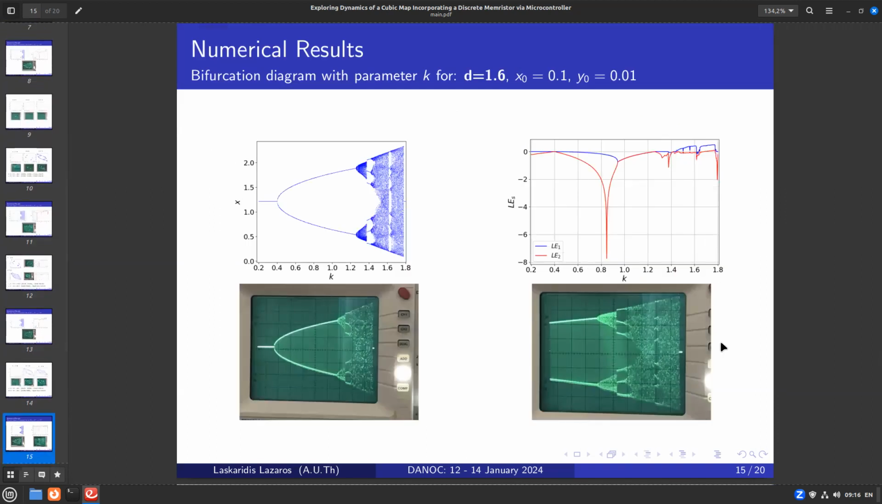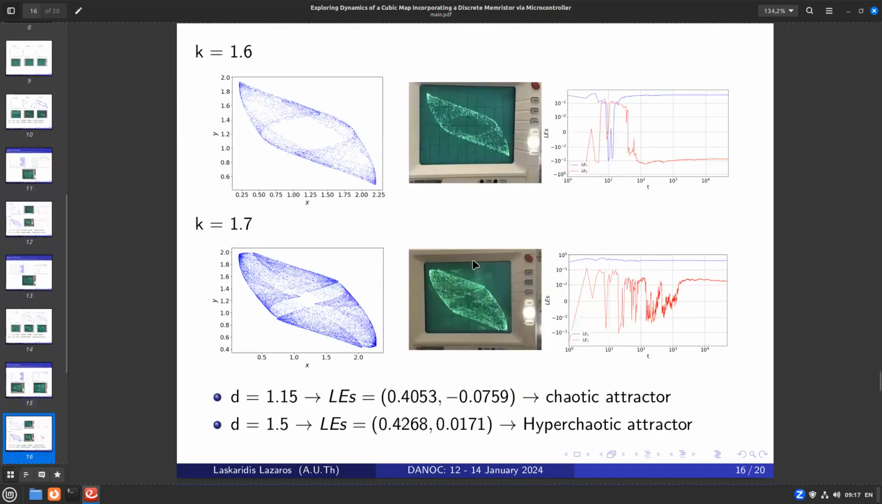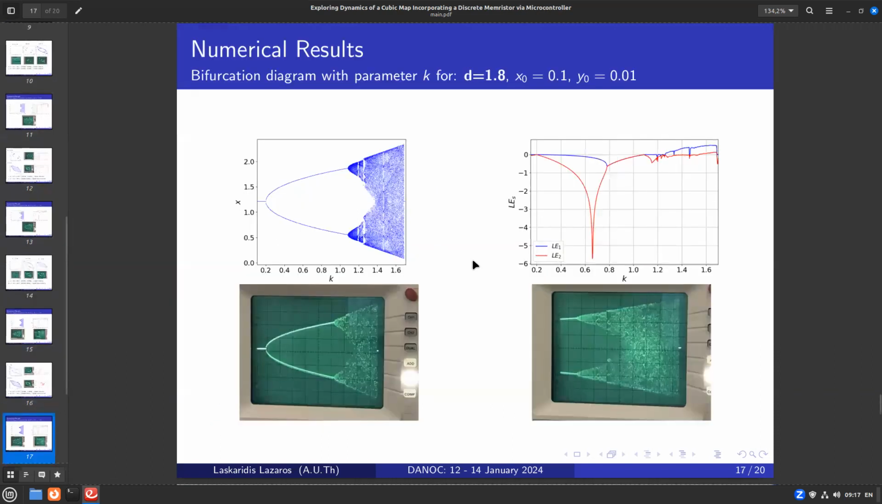Next, we are presenting the bifurcation diagram for d equals 1.6. Here we see, except for the quasi-periodic behavior, we have periodic windows inside the chaotic regions, and the system goes to chaos with periodic behavior. Here in the right diagram, we present a focus region of this bifurcation diagram captured from the oscilloscope. And also here, again, we are presenting one chaotic attractor and one hyperchaotic attractor for two different values of the parameter k, 1.6 and 1.7.